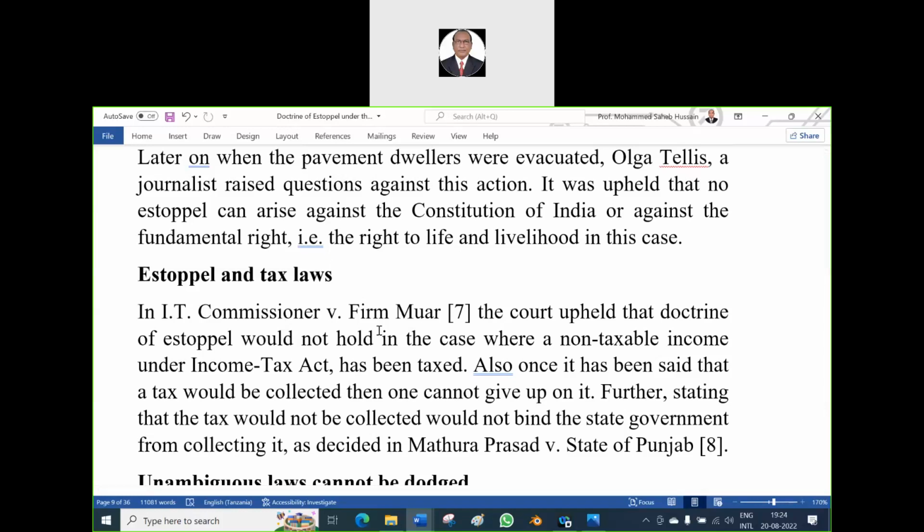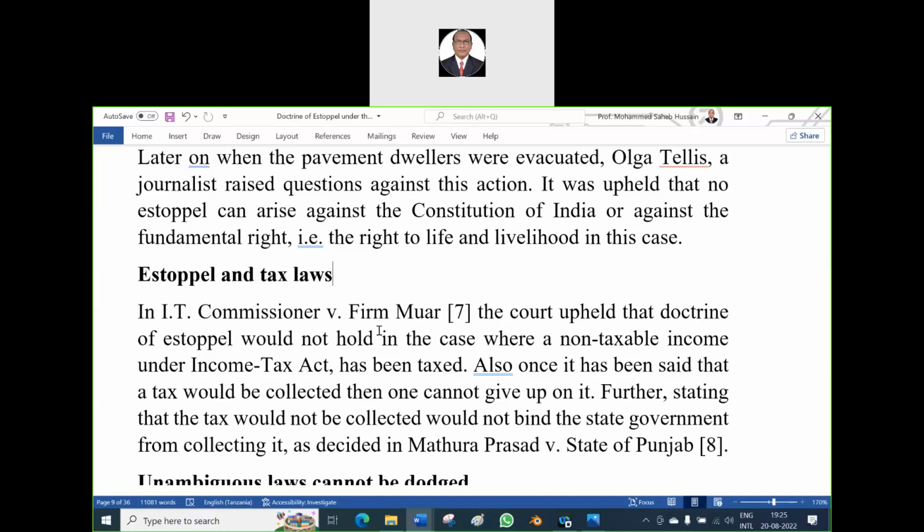Whether Srividya is present? Okay. Estoppel and tax laws. In Commissioner of Income Tax versus Moir, the court upheld that the doctrine of estoppel would not hold in the case where a non-taxable income under the Income Tax Act has been taxed. Earlier, he was not under taxation because his income came under the limits. Suppose the income is raised, can he be taxed? The answer is yes, he will be taxed. At that time he came under the exemption, but now he doesn't. Sir, last year you did not tax, how do you tax this year? The answer is that his income has reached that level, so now it can be taxable.